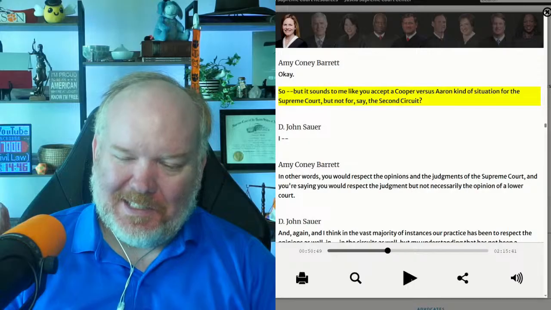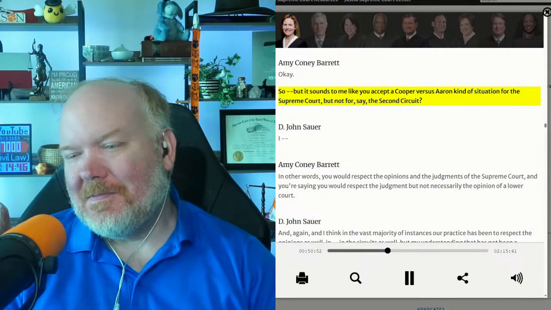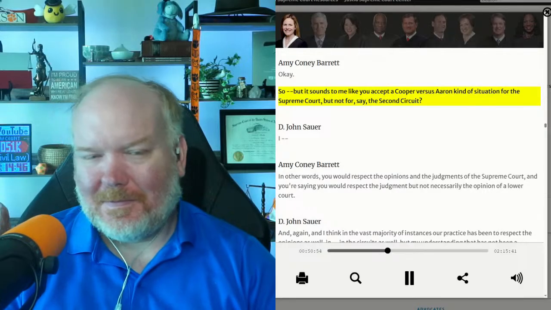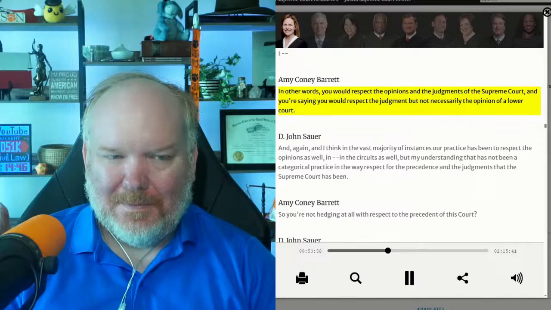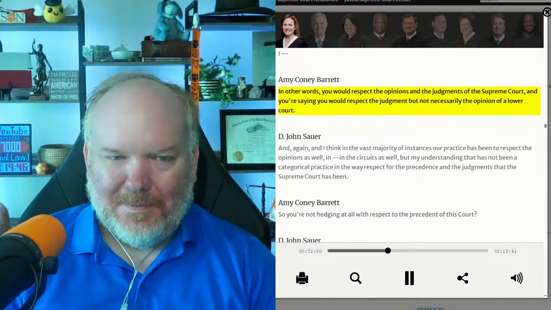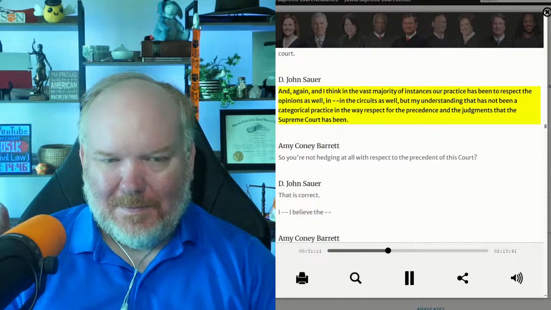Yeah, this is tenuous. It sounds to me like you accept a Cooper versus Aaron kind of situation for the Supreme Court, but not for, say, the Second Circuit. You would respect the opinions and the judgments of the Supreme Court, but you're saying you would respect the judgment, but not necessarily the opinion of a lower court. And again, I think in the vast majority of instances, our practice has been to respect the opinion as well, in the circuits as well, but my understanding is that has not been a categorical practice in the way respect for the precedents and the judgments of the Supreme Court has been.